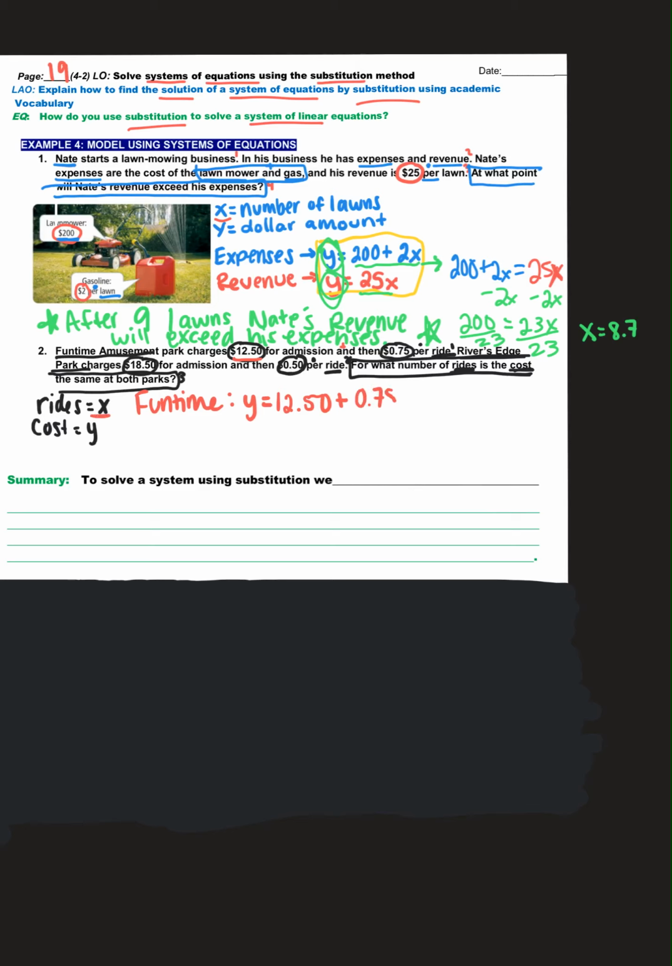So 0.75x. Now let's create the equation for River's Edge. The cost equals just the admission, so $18.50, and then plus 50 cents per ride, so 0.50x, or if you just want to put 0.5x, that's fine as well. You go from there. You do the rest using substitution. Look at example 1 if you need help. What did we do next?